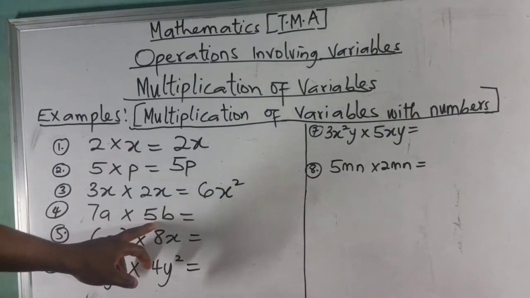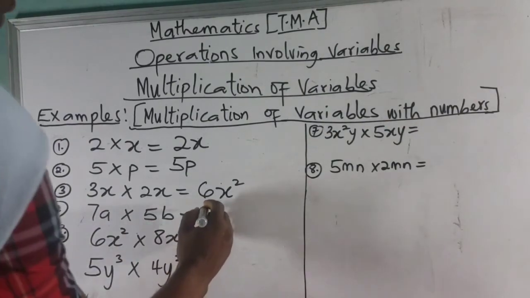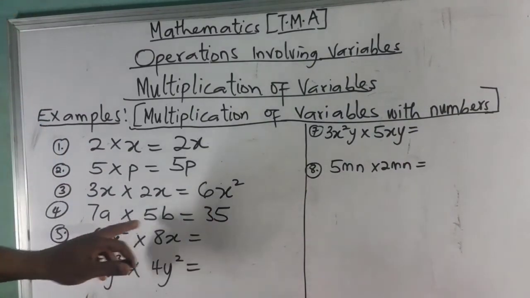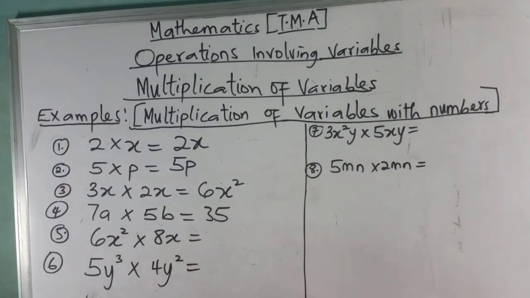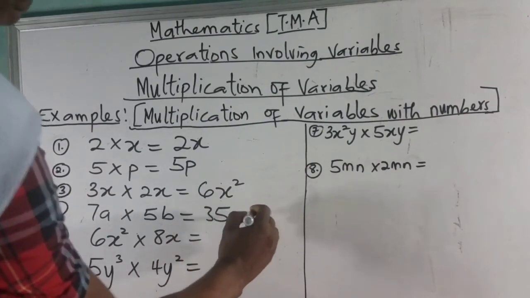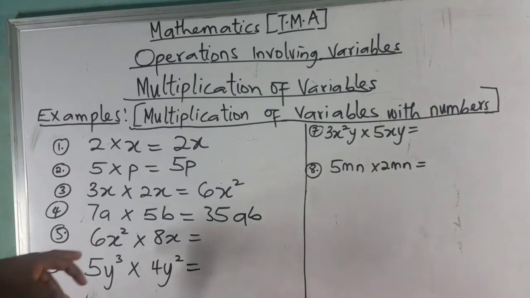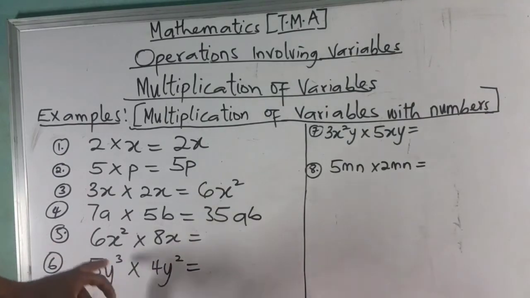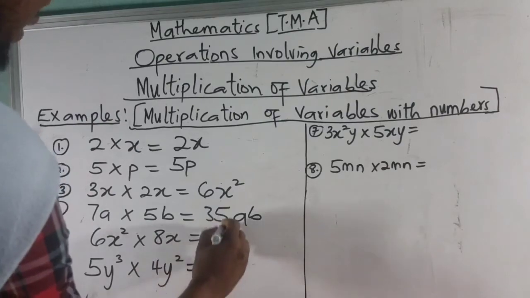Then the same thing is applicable to this. 7 times 5, the numbers first, that is 35. Then a times b, different variables, they have to come together, that is ab. Then the next one is 6x squared times 8x, that is 6 times 8. 6 times 8 is 48. So we have 48.